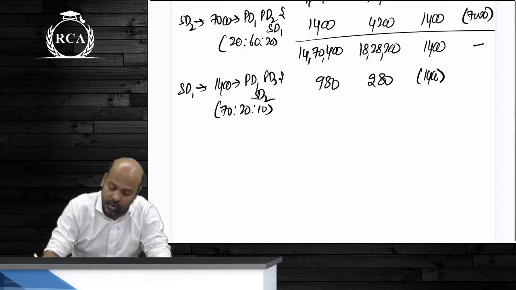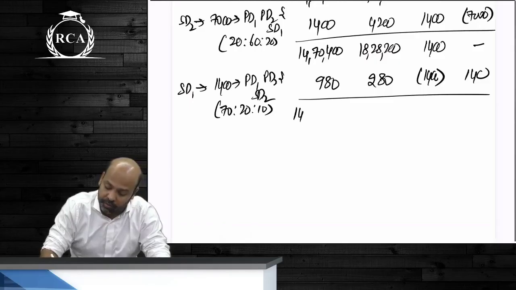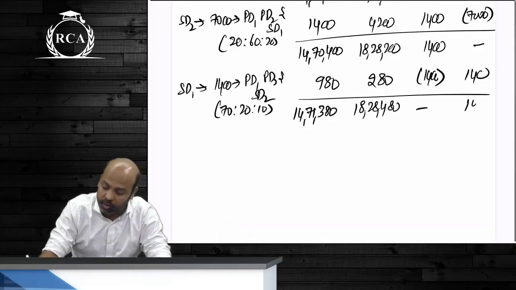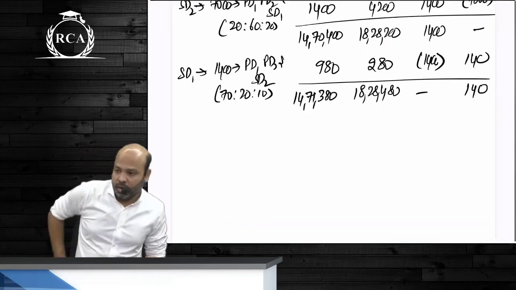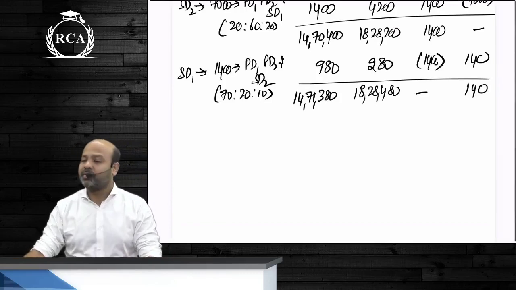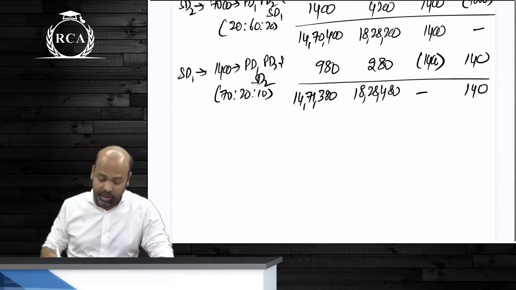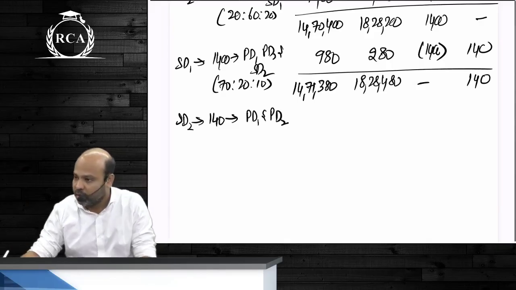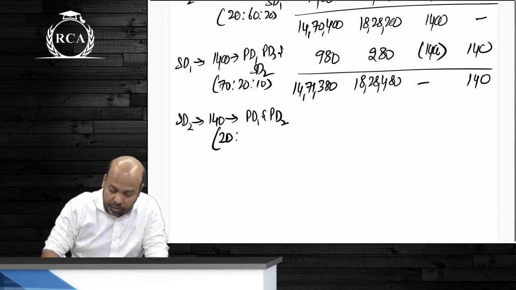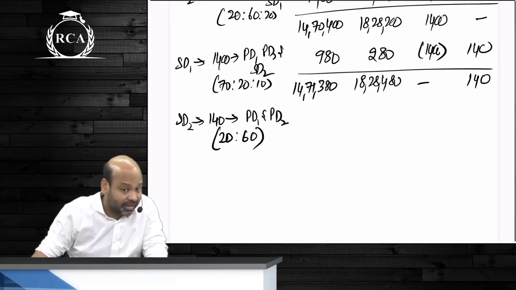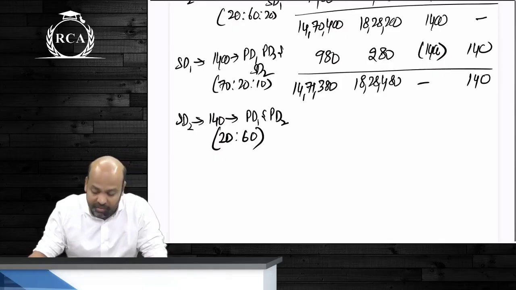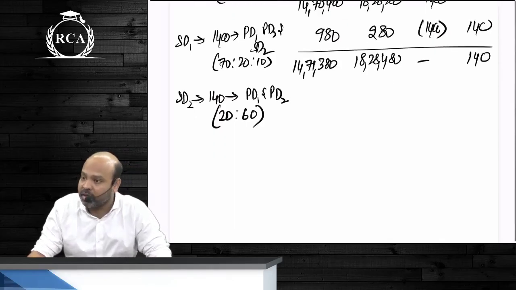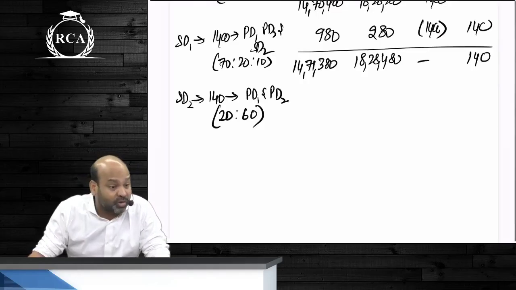280, 1400 gone, 140. After this again you have 14 lakh 71,380, 18 lakh 28,480. If they ask us to complete 3 cycles, usually it will be three cycles only. These 140 rupees, I will allocate to PD1 and I will eliminate SD1. That means it should be in the ratio of 20:60, not 20% and 60%. If you multiply 140 into 20% and 60%, you will end up not allocating the balance 20%.